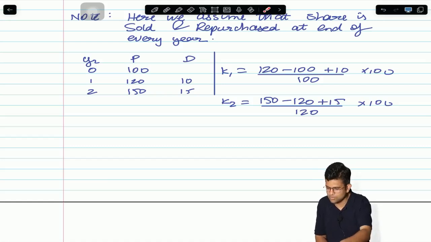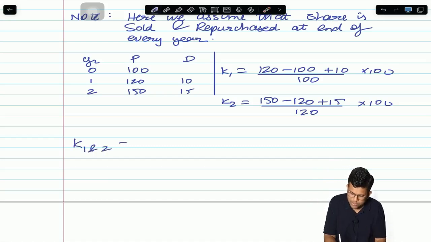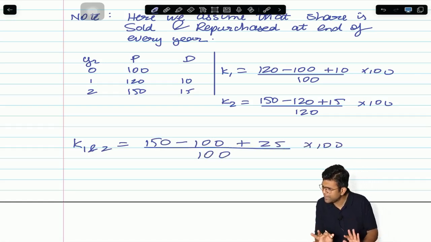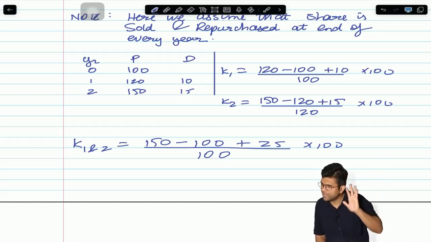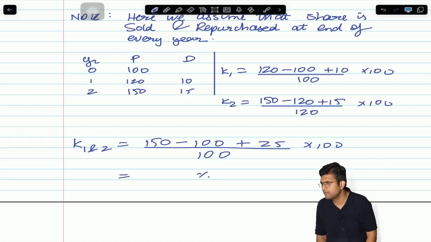Just tell me like this. Look at the screen. I'll tell you what I mean. If I tell you like this, your return for years 1 and 2 is 150 minus 100 plus 25 dividends, upon 100 into 100. This is also mathematically right only. Check. You bought at 100, you sold at 150. Correct. Now whatever percentage you will get, can I say it is for 2 years combined? If you want per annum, what will you do? You will divide by 2 at most. What else can you do?